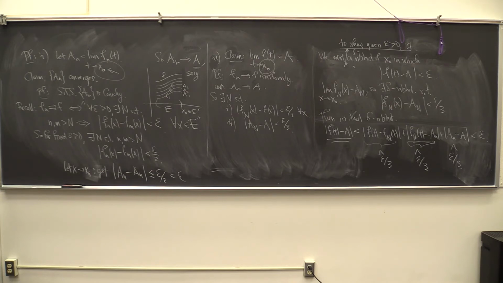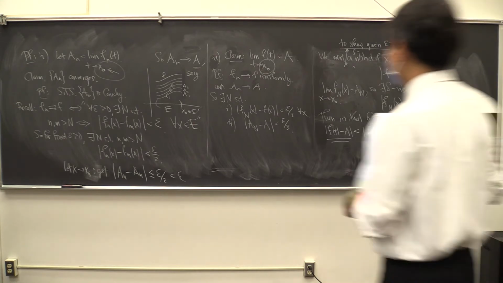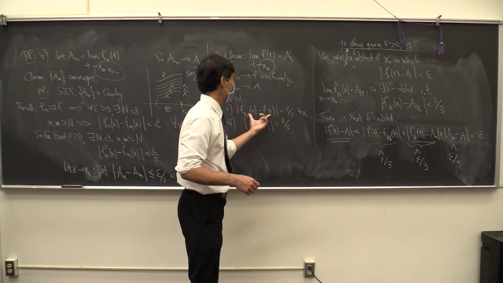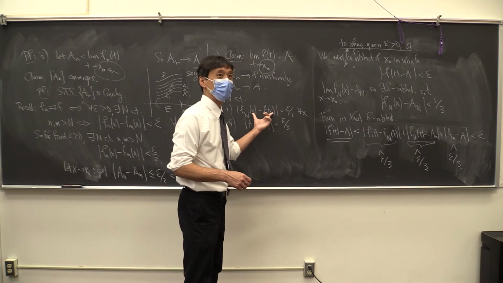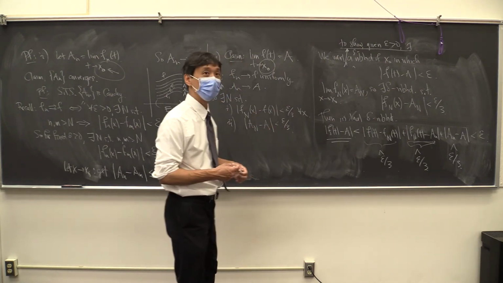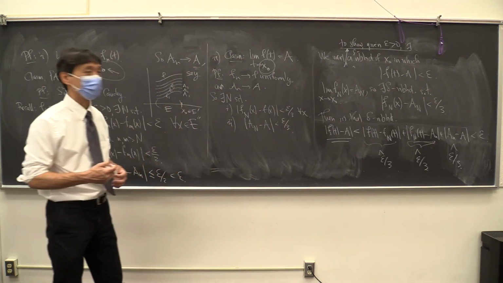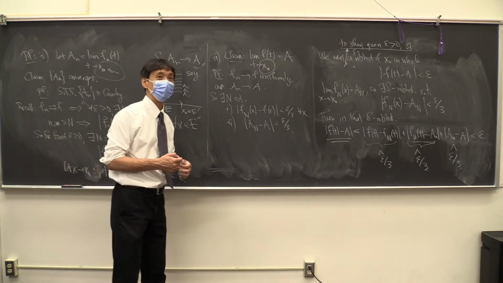Because the sizes are all going to be real values, right? The size of complex numbers are all real numbers. Yeah, okay. So basically what we're doing here is looking at the distances. We're not looking at the values, but the distances.